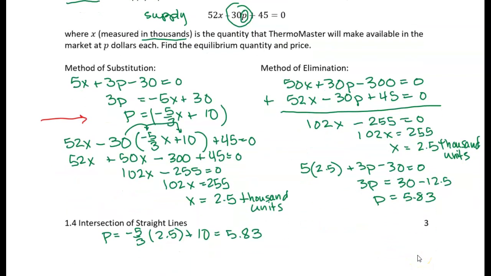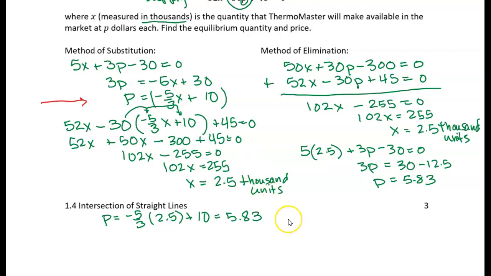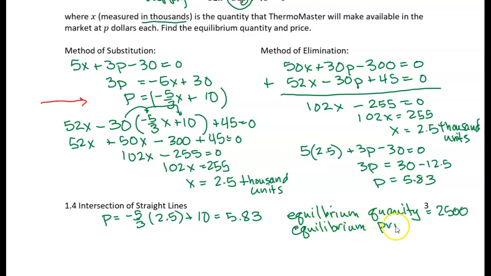All right, so in the end, our answer is that the equilibrium quantity is 2.5 thousand, which is the same as 2,500. Okay, and then the equilibrium price is $5.83.